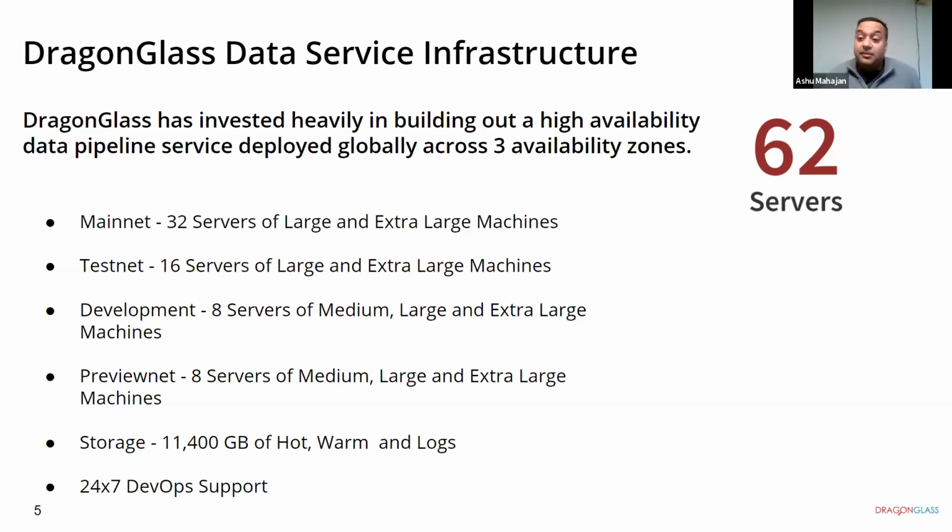Apart from that, we have 11 terabytes. I mean, it has grown, because this data is from about a month back, and in a month we have seen the kind of volumes Hedera has. So we have around 12 terabytes of data in both hot and warm instances of DragonGlass. And finally, the 24/7 DevOps support. We have our own DevOps. We have our own Discord and Telegram channel where you can reach us, and you can also reach either me or Domenico personally if you are facing any issues. So this is the kind of support we provide.